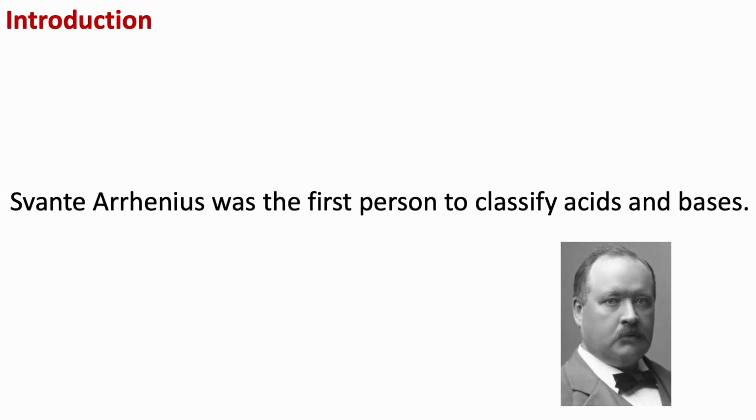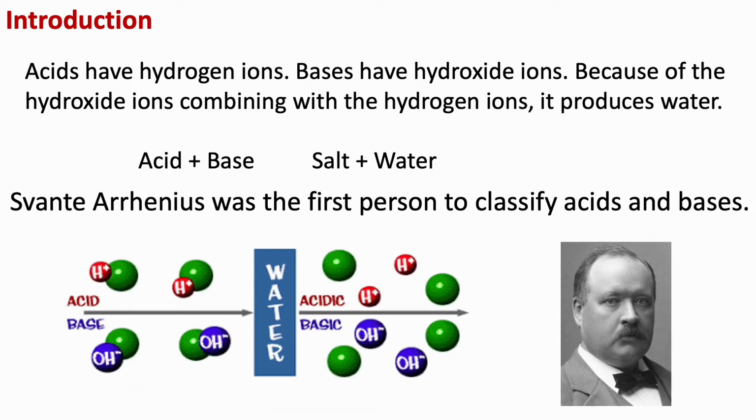An introduction into what acids and bases are. Svante Arrhenius was the first person to classify what acids and bases are. Acids dissociate in water to produce hydrogen ions. Bases dissociate in water to produce hydroxide ions. Because of the hydroxide ions combining with the hydrogen ions, it produces water. So, an acid with a base produces salt with water.